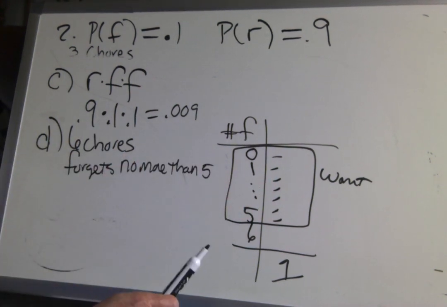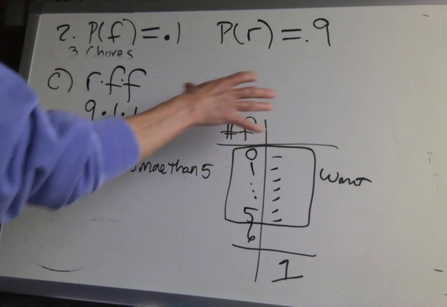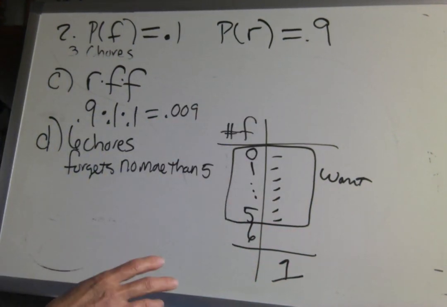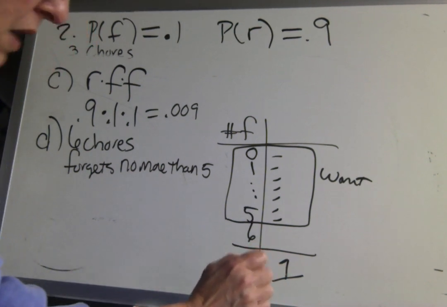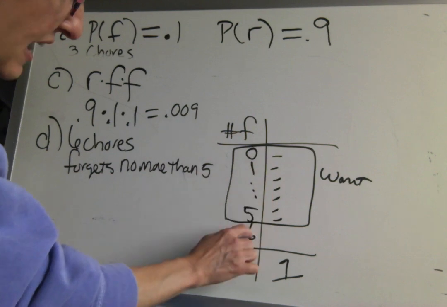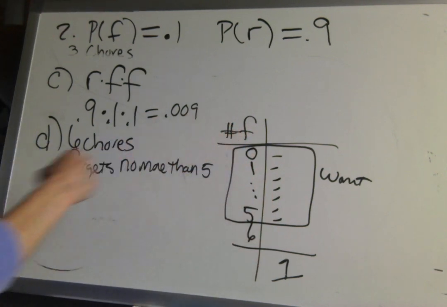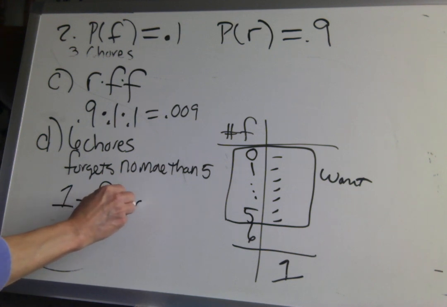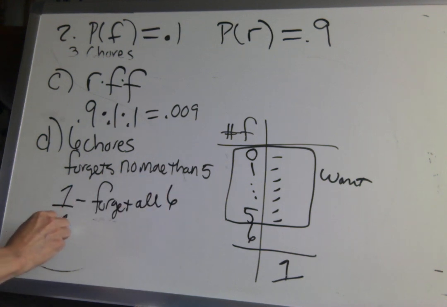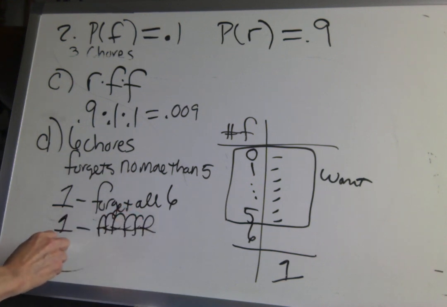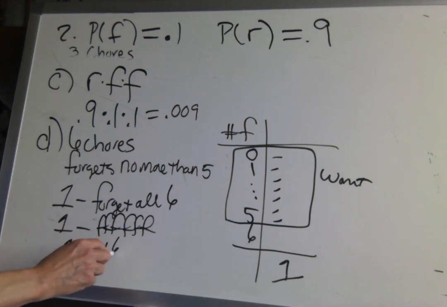Your only hope is the complement rule. If you have stayed organized here, you should be able to read the complement rule straight off your chart. 1 minus, what did I not circle? 6 forgets. See, that's why that title is really important. Forget all 6. F, F, F, F, F, F. 0.1 times 0.1 times 0.1. I'm getting a little lazy here.